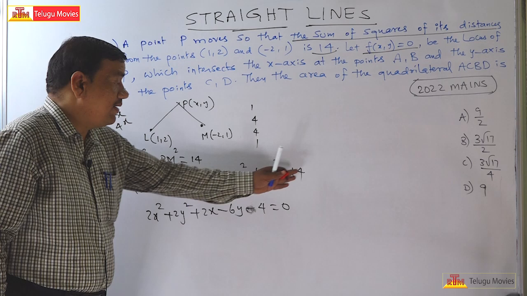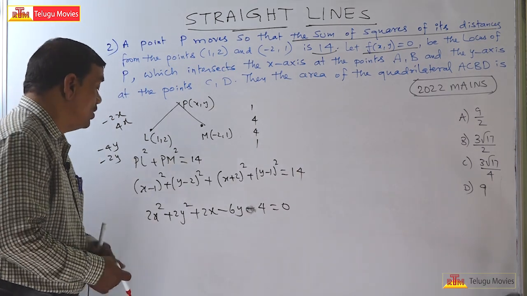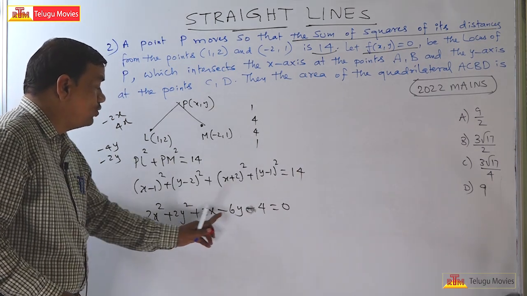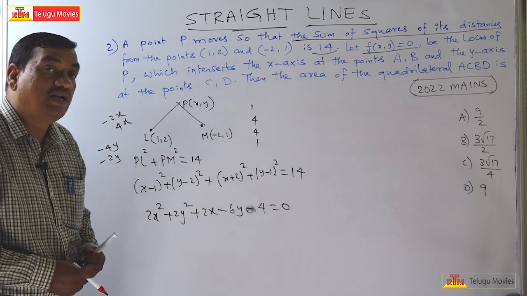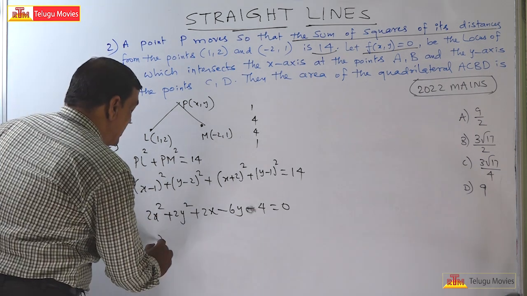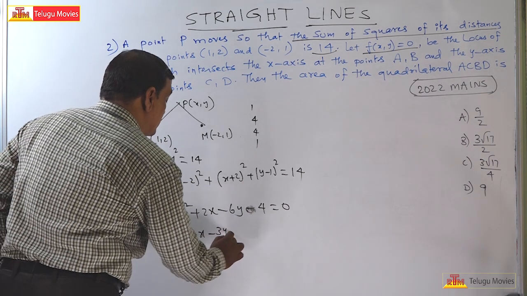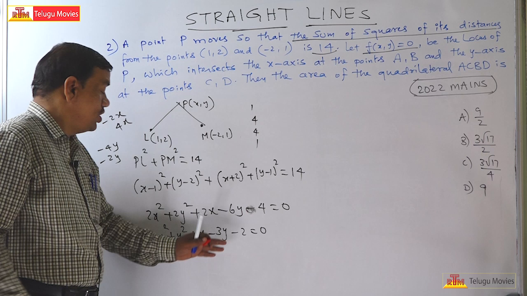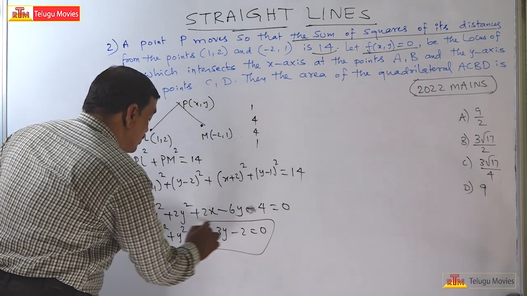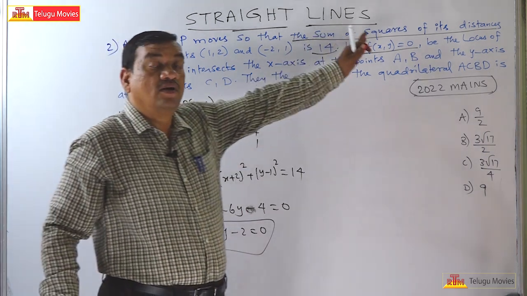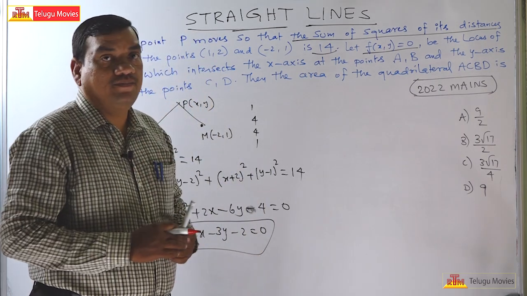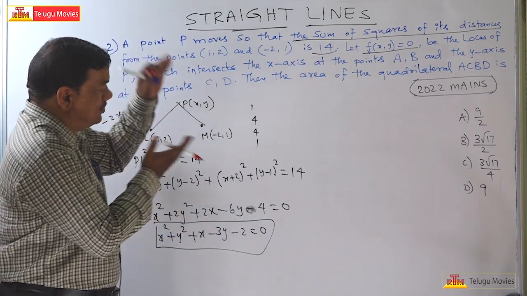Okay, so 10 minus 14 minus 4 is equal to 0. Clearly here 2, 2, 2, minus 6, minus 4 are all multiples of 2. So you can simplify this equation: x square plus y square plus x minus 3y minus 2 is equal to 0. So this is the equation of the locus of the point P. Okay, now that part is over.